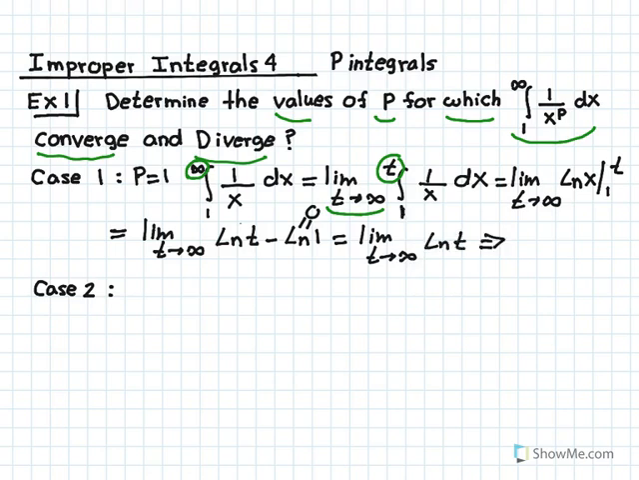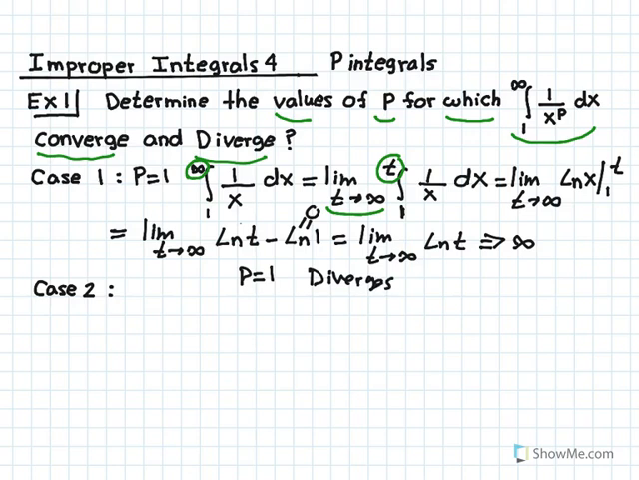So what is the limit as t goes to infinity of log t? Well, log t is an increasing function of t. That means as t increases, the y value, which is log t, also increases and goes to infinity. That means that in the case p equals 1, the integral diverges.